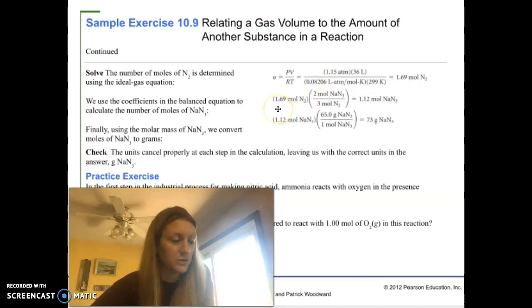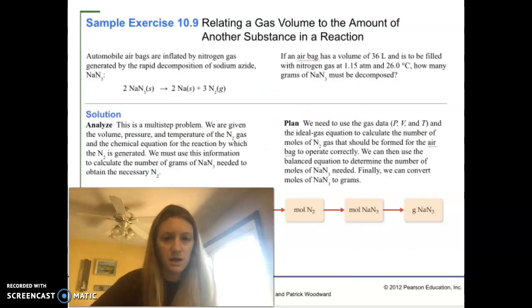Here comes the stoichiometry. Now, if you were in class with me, we'd be doing this in one big long equation on the top instead of separating it into these two, but either one works. 1.69 moles of N2 using the molar ratio from the balanced equation here.